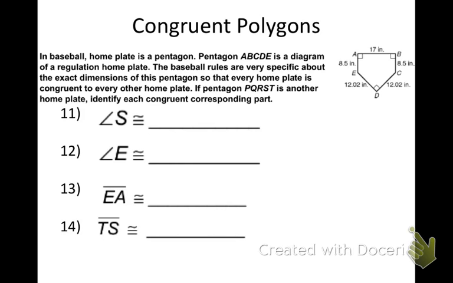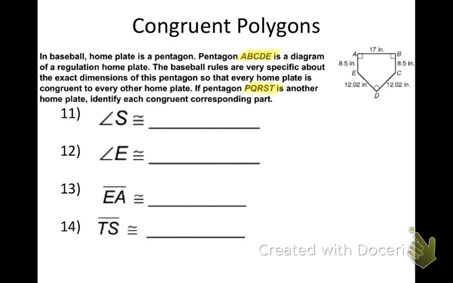Now it says, in baseball, home plate is a pentagon. Pentagon ABCDE is a diagram of a regulation home plate. The baseball rules are very specific about the exact dimensions of this pentagon so that every home plate is congruent to every other home plate. If pentagon PQRST is another home plate, identify each congruent corresponding part. So yeah, there's no other pentagon up here. You have to just look at the way they are and then match their corresponding parts accordingly. All right, so take a couple seconds, try these 4 on your own.